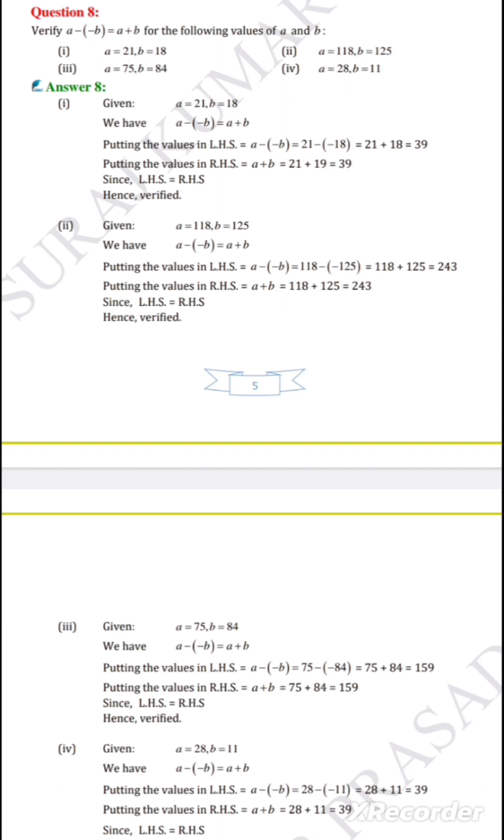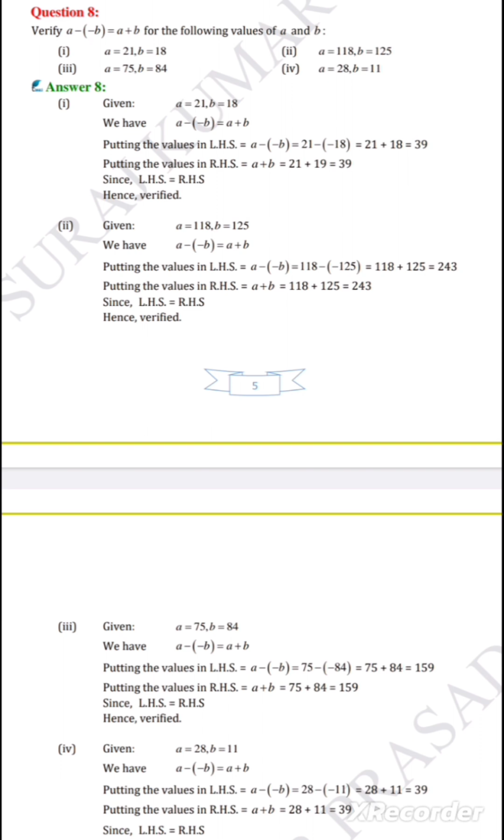Third, values of a and b. A is equal to 75 and b is equal to 84. A minus of minus b is equal to a plus b. Putting the values in LHS, a minus of minus b is equal to 75 minus of minus 84 is equal to 75 plus 84 is equal to 159. Putting the values in RHS, a plus b is equal to 75 plus 84, 159. Hence this is also verified as LHS is equal to RHS.